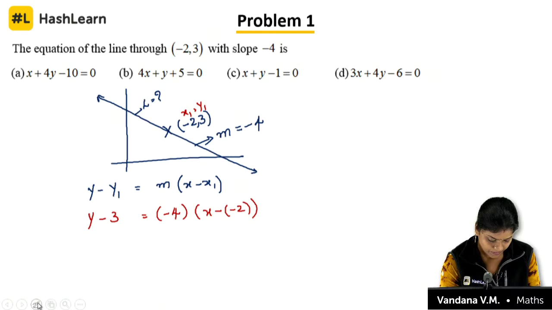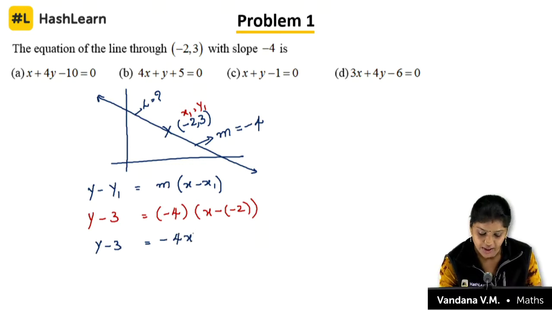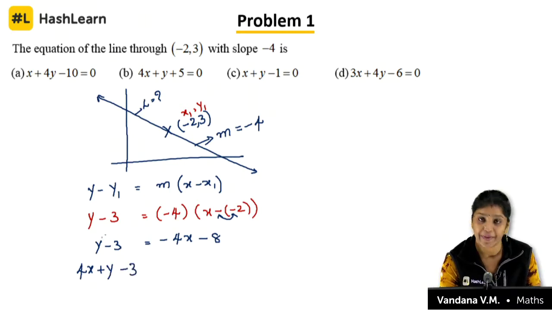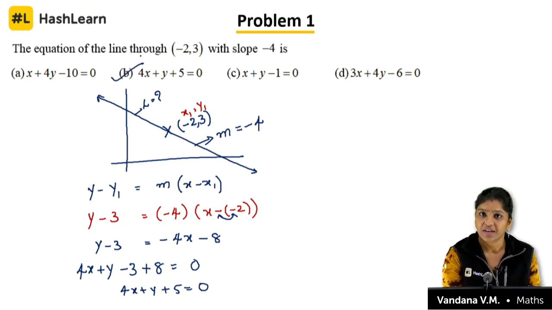Now y minus 3 is equal to -4 times (x plus 2), that is -4x, minus into plus gives minus, -8. Bring it to one side: 4x plus y minus 3 plus 8 is equal to 0. So 4x plus y plus 5 is equal to 0. So, which option is correct? Option B is correct. Clear, children?